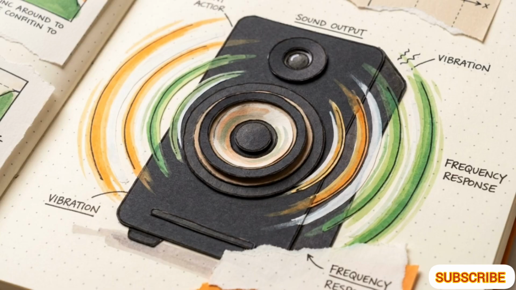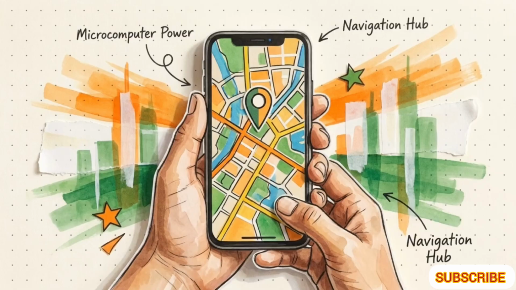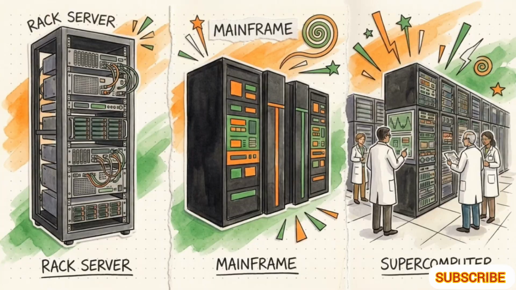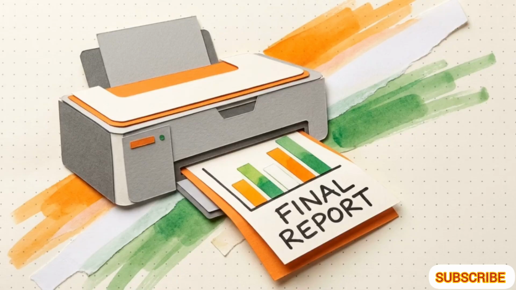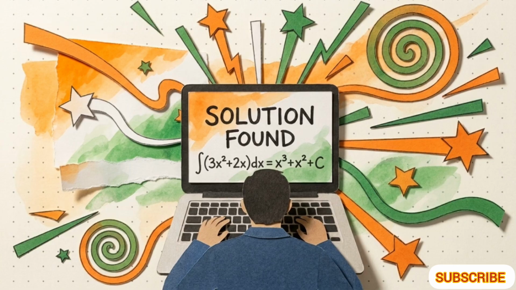Depending on the task, you might be getting that output from a small microcomputer like a smartphone, a larger mini-computer, a business mainframe, or a massive supercomputer used by scientists. No matter the size of the machine, that final output is the ultimate goal. It is the computer delivering the answer to the exact question we asked during the input phase.